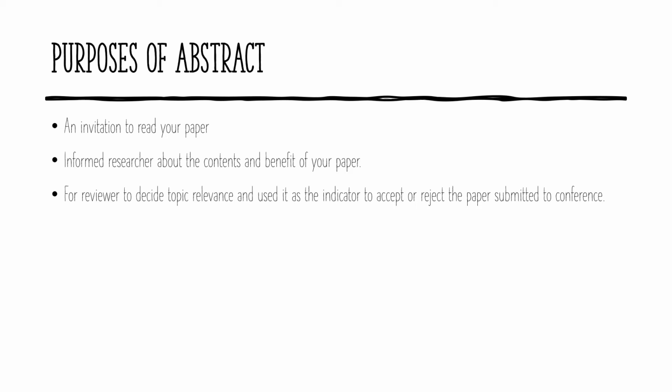It also helps the reviewer decide topic relevance and is used as the indicator to accept or reject a paper submitted to a conference. So an abstract is also written when you want to write a conference paper. The reviewer will use the abstract as an indicator whether they want to accept it or not, whether the project is in the topics of the conference or not. So they will use the abstract to decide.